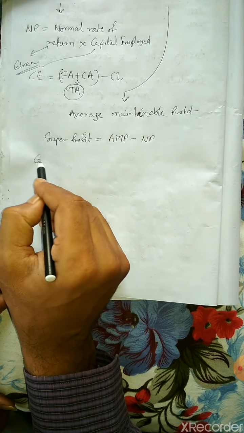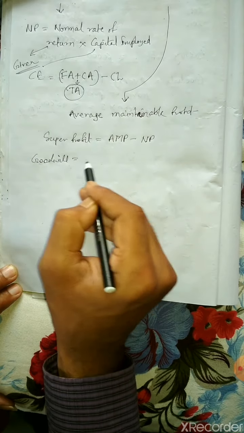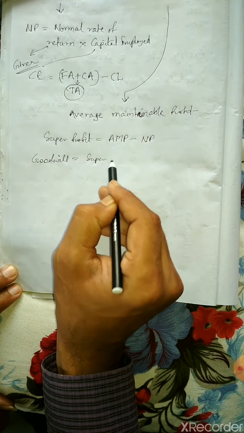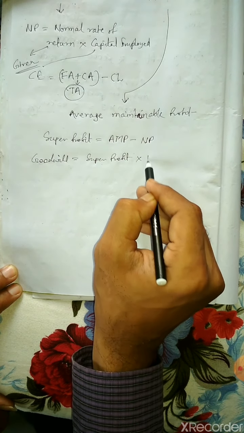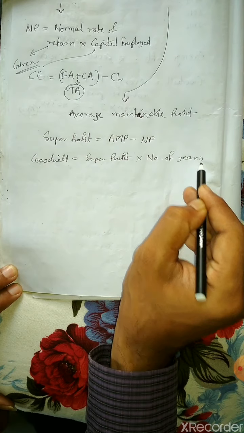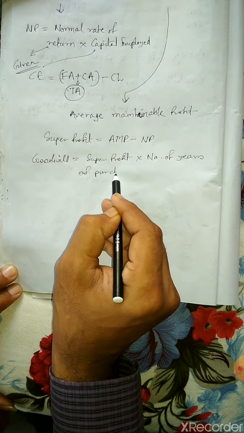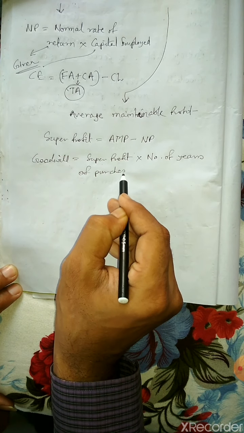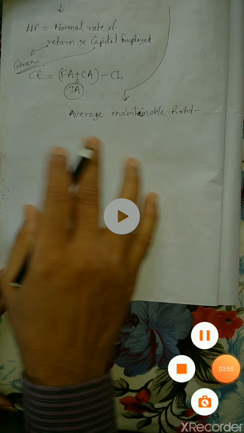Now the value of goodwill can be calculated. It is given in the sum how many years of super profit is supposed to be. So you will have to multiply that number of years of purchase into super profit to get the value of goodwill. Goodwill equals super profit into number of years of purchase.